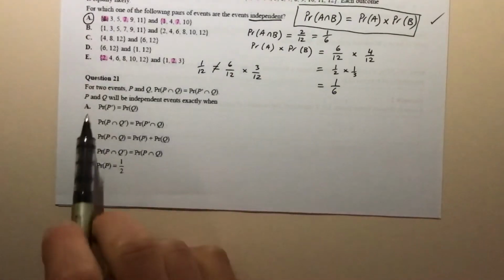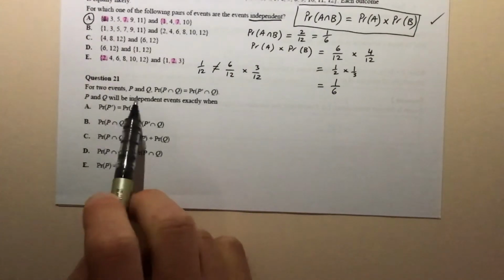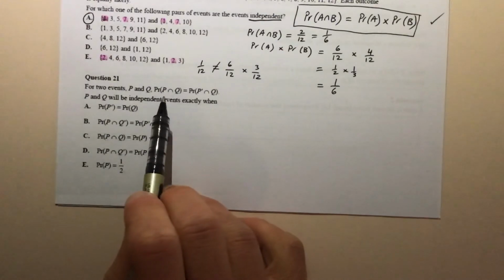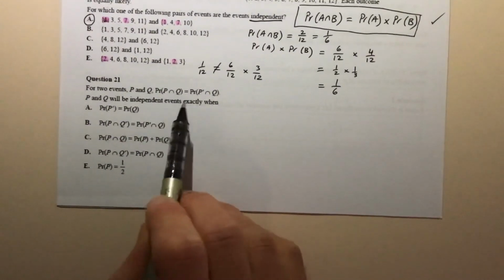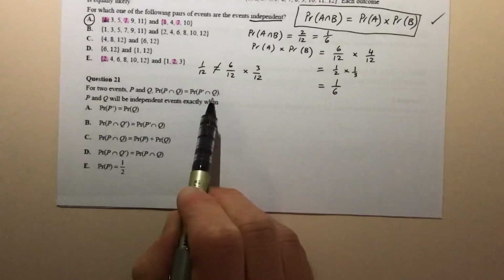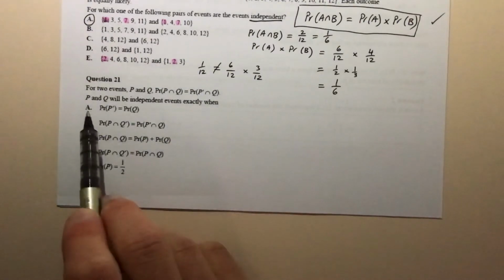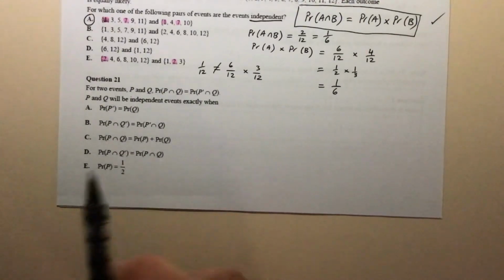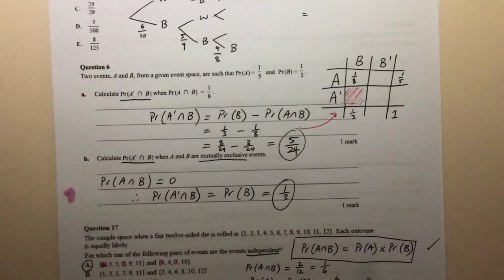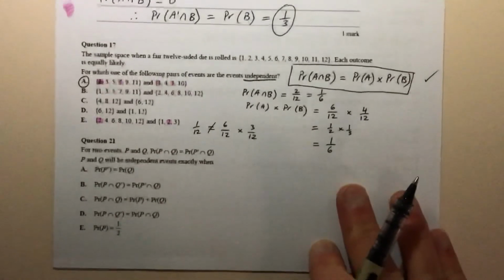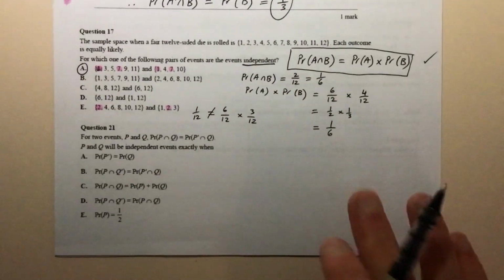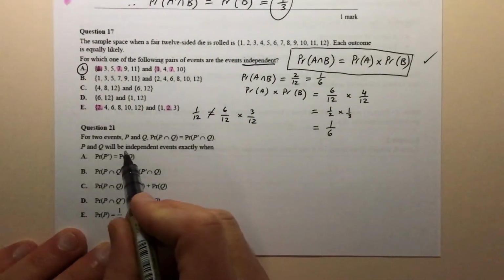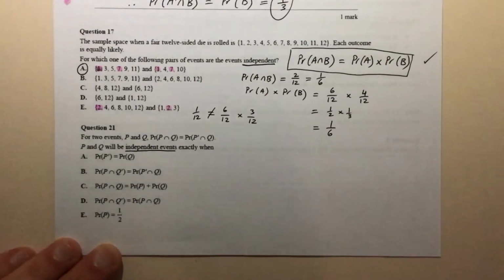Okay, this one says, for 2 events P and Q, the probability of P and Q both occurring is equal to the probability of Q occurring but not P. P and Q will be independent events exactly when. All right, so this combines a little bit the strategy that we used for question 6, because we've just got information about 2 events and some probabilities, and question 17, where we had to use the independent events formula, because independence is mentioned in this question.